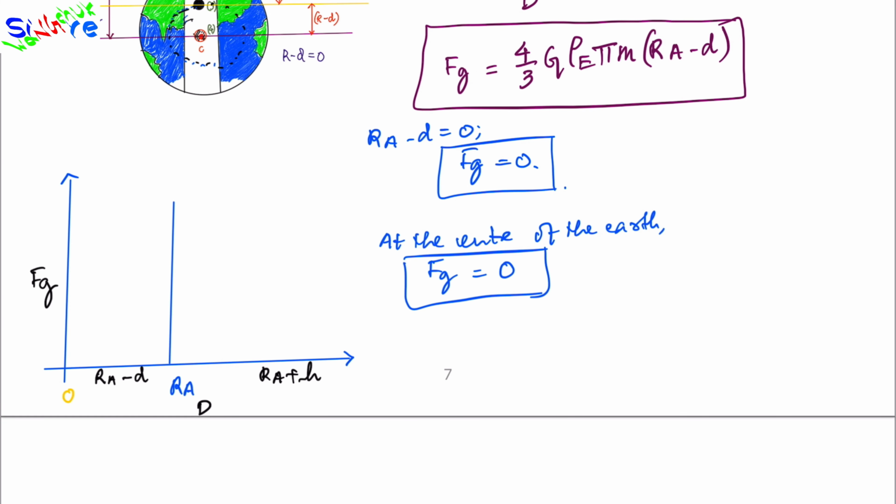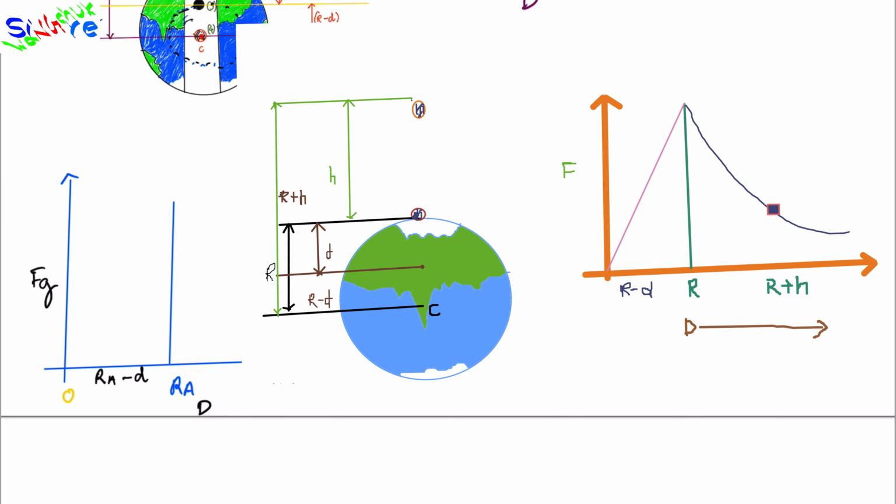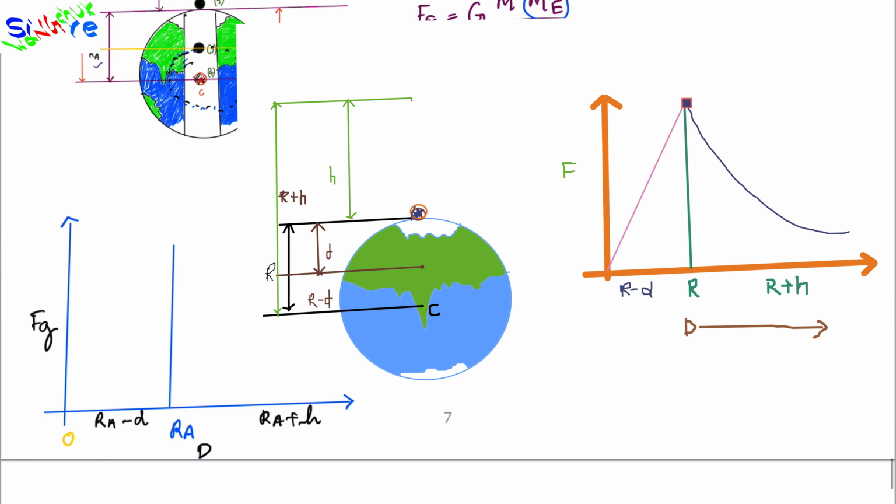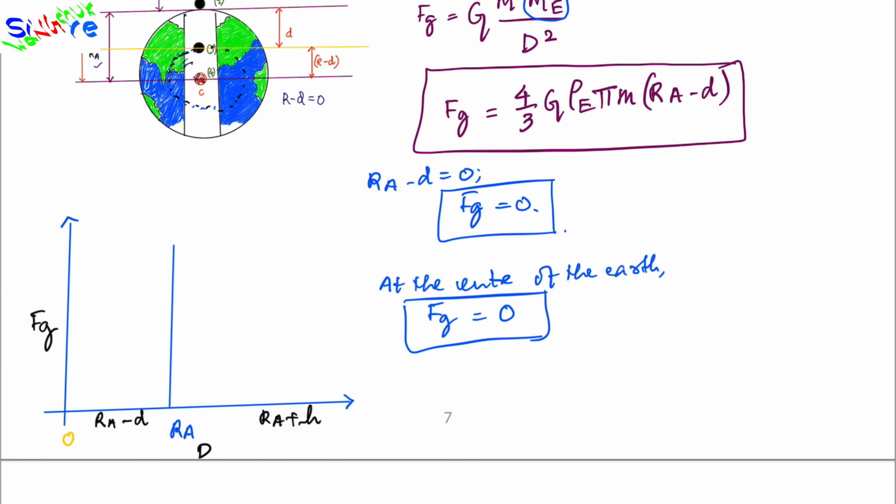So if I plot this result in the graph, it is observed that when we go beyond the surface of the Earth, the gravitational force decreases linearly, like this, and drops to 0 at the center of the Earth.